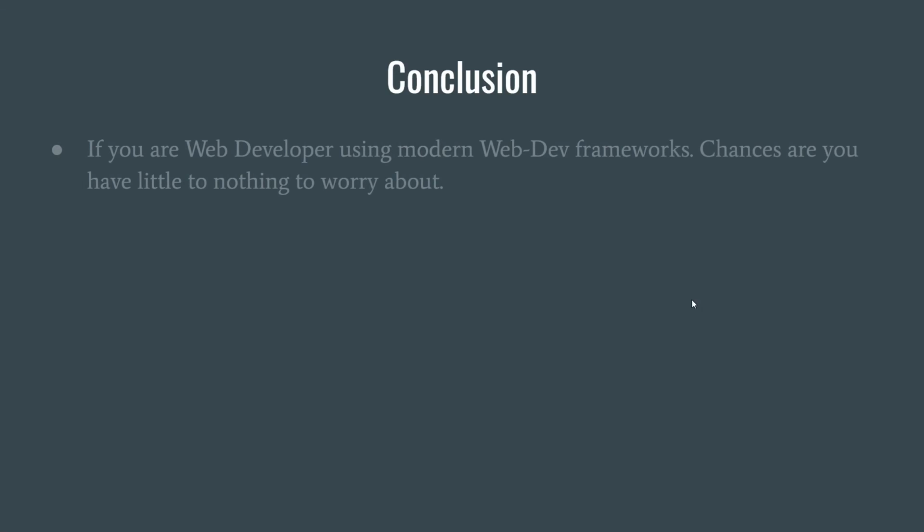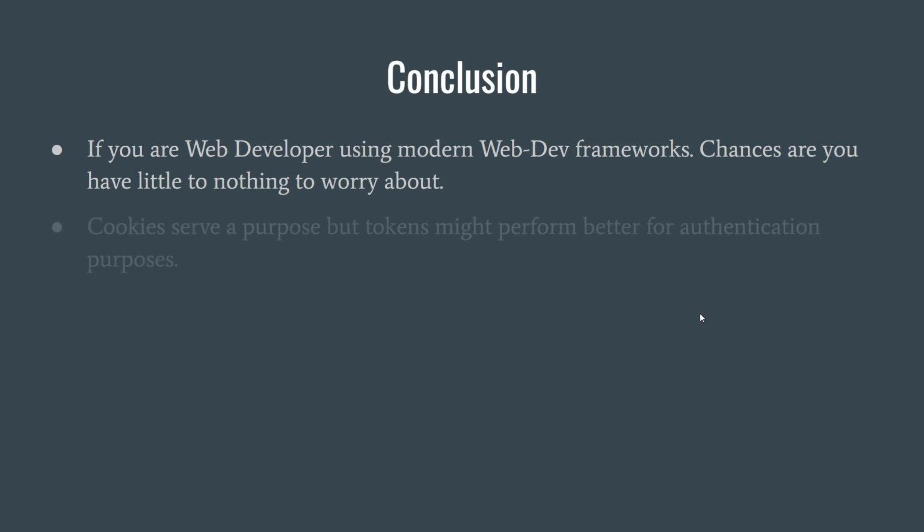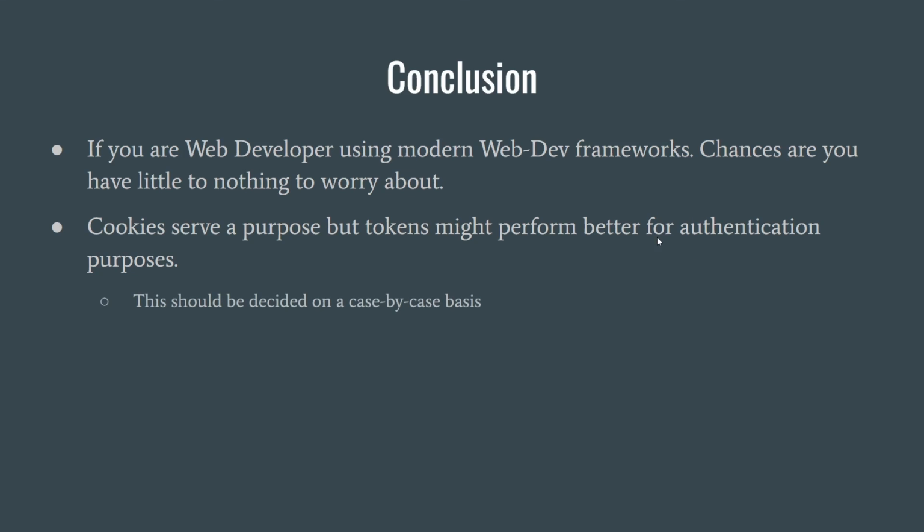And now we're on the conclusion. So, if you're a web developer and you're using a modern framework, chances are you have nothing to worry about when it comes to code injections or cross-site scripting. Additionally, when it comes to cookies versus tokens, cookies do serve a purpose, but I would argue that tokens might perform better for authentication purposes. But this should always be decided on a case-by-case basis.